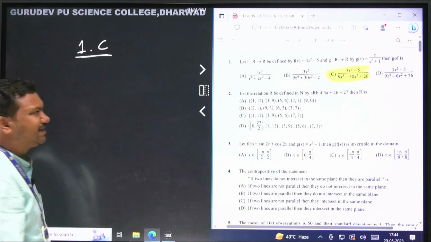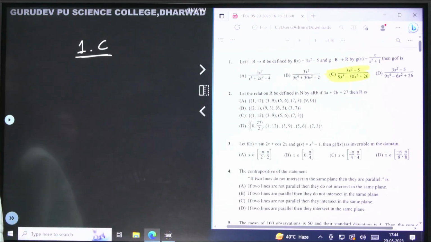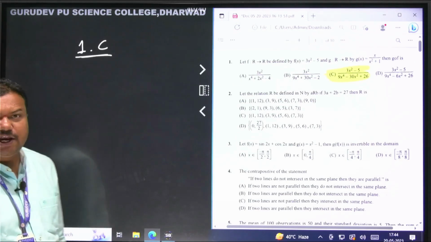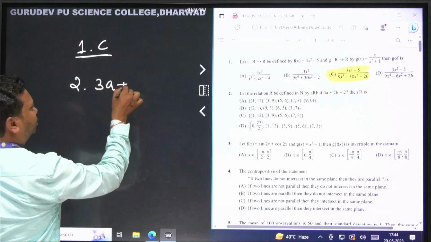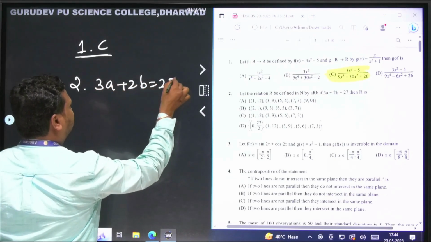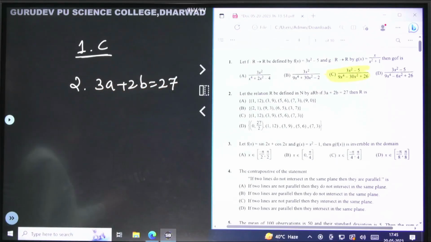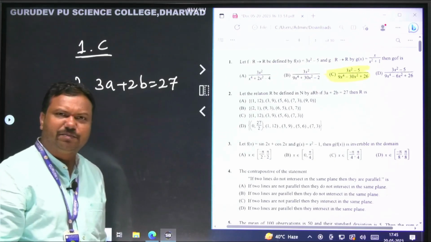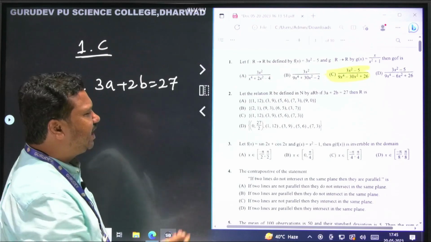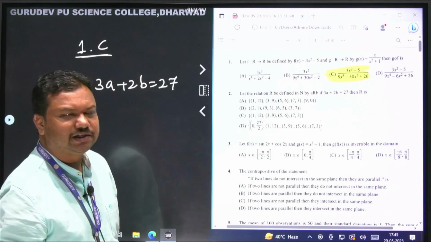So let's go for the second one. The second question is on relations and functions, right? A relation is defined on the natural numbers. The relation between A and B is given, that is 3A plus 2B is equal to 27. So you know how to find the relation between A and B. I think trial and error would be the best way of solving the problem here, because if you go on substituting A and B values, you will get the answer in a simple way.